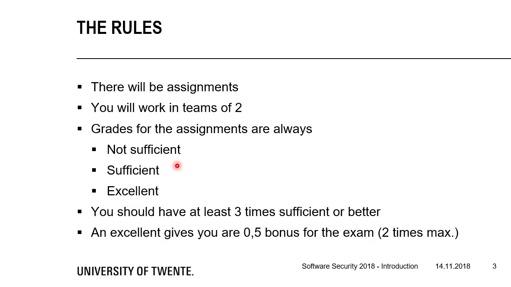When you get an excellent, that gives you a 0.5 bonus for the exam. That means when you get 90 points in the exam, 90 out of 100, and you have 2 assignments that were rated excellent, then you get 100 points in the exam. So it gives you a 0.5 bonus on the grade of your final mark in the course. But you need to pass the exam with at least half of the points to pass the course at all, without the bonus. So when you get 45 points in the exam, but you have a bonus of 1, so that you don't get a 5.5, no, you haven't passed the course.